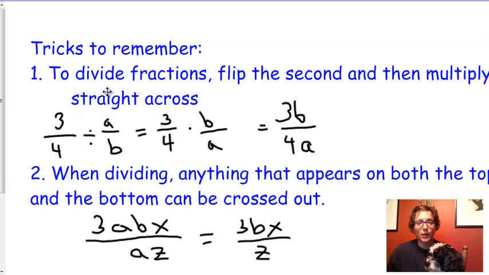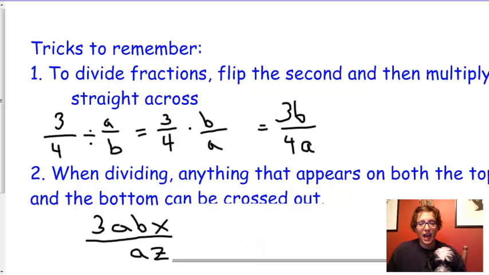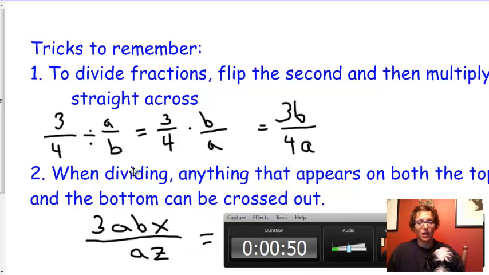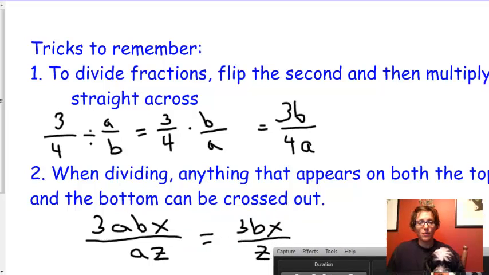So, tricks to remember. When we are dividing fractions, you don't actually divide. You flip the second so you get its reciprocal, and then you're going to multiply straight across. 3 over 4 divided by a over b is equal to 3 over 4 times b over a. And then you just multiply straight across. 3b, 4a. When you're dividing, anything that appears on both the top and the bottom can be crossed out.